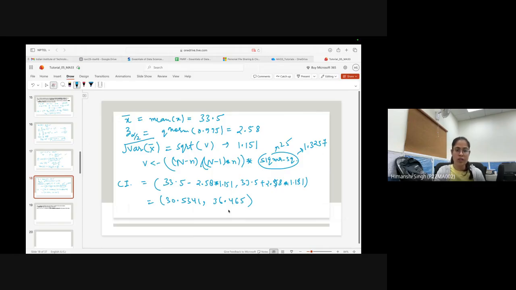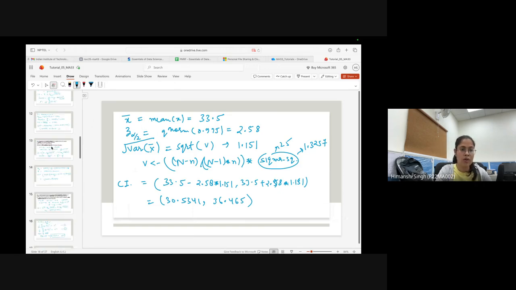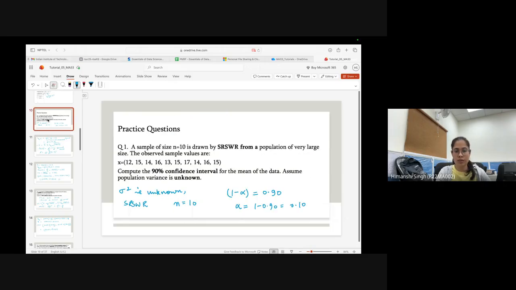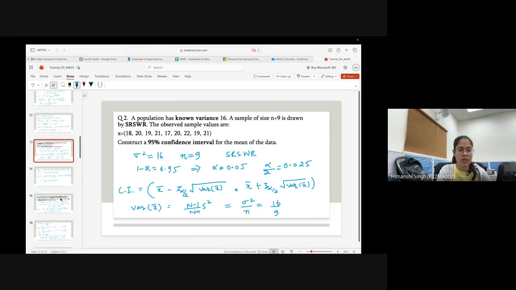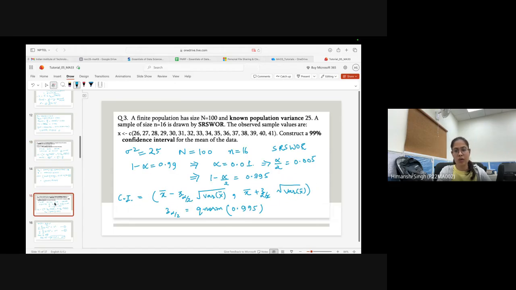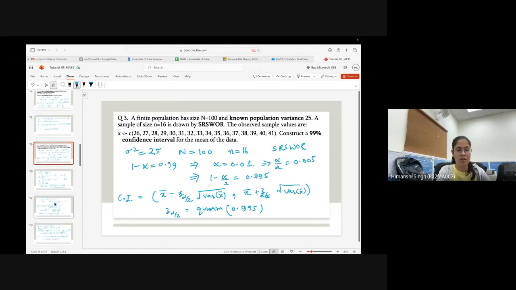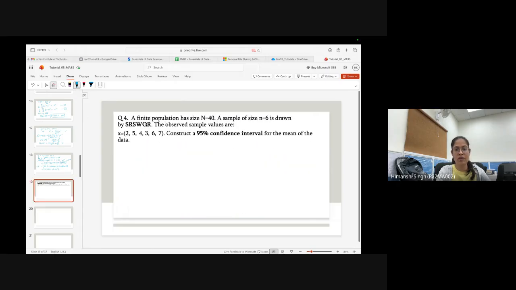Okay. Is there any doubt in this question? Okay. So then we'll move further. We have basically considered 3 questions till now. In the first question, I took simple random sampling with replacement where the variance was unknown. In the second question, I took simple random sampling with replacement again with known variance. Here in this question, I took simple random sampling without replacement with known variance. Now in the next question I will be taking simple random sampling without replacement when the variance is not known.